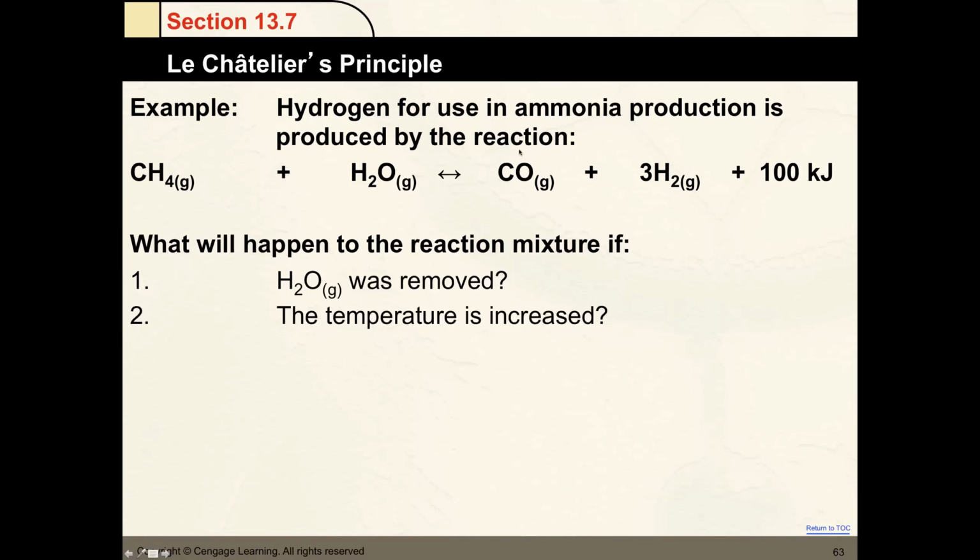So what if you removed water? If you took water away, I'll pause for a minute and you can give your best guess, and it should be on your notes, and then we'll talk about why. What will happen if you remove the water? Which way will it shift? Hopefully your answer is shift left, because if you remove this, that will slow down this side. This side will continue to collide, these two molecules will, and make more of this side that was removed.